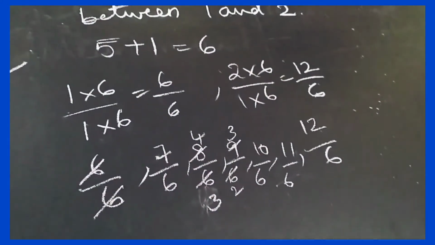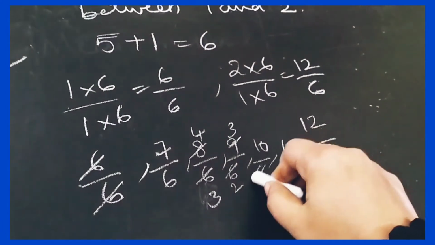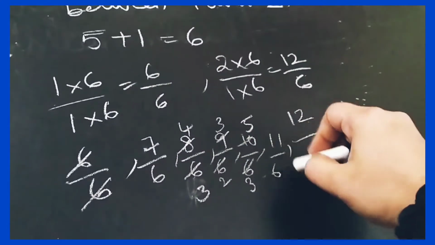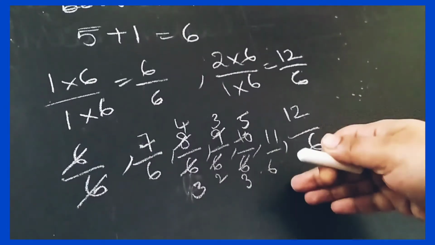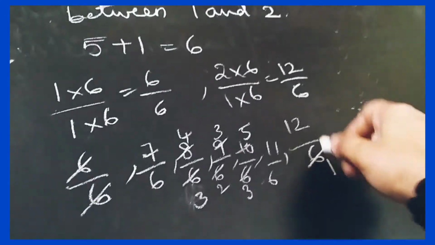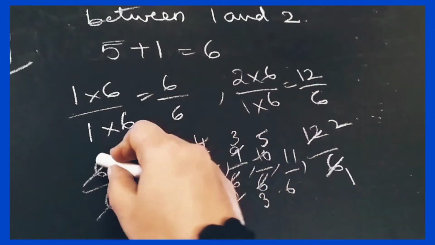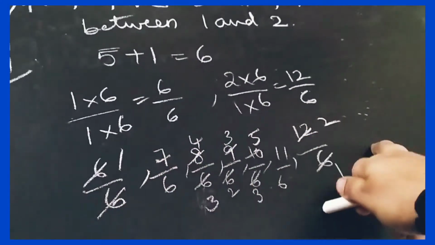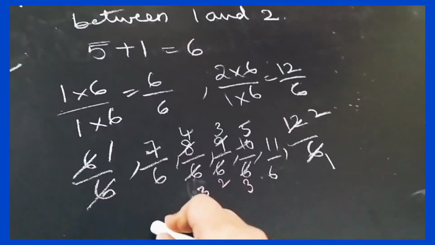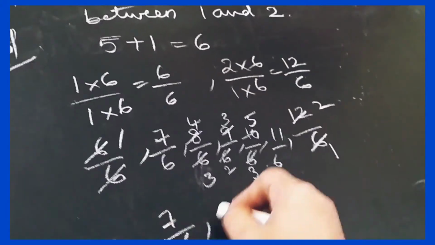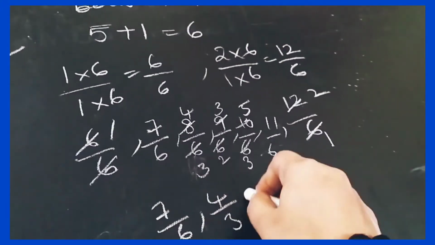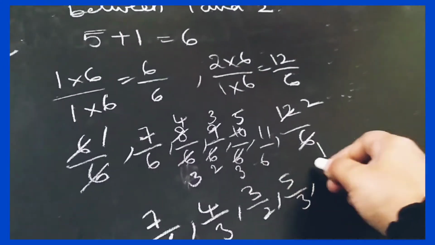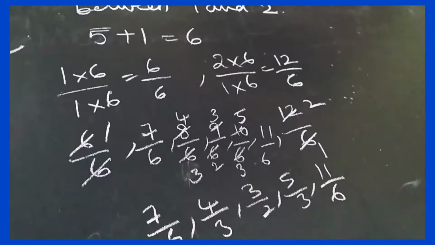We can write it as, again 2 3s are 6, 2 5s are 10, we can write as 5 by 3. Okay, 11 by 6, we'll keep like this only. Here 6 1s are 6, 6 2s are 12. So here 1 is there, here 2 is there. So between this 1 and 2, these are the rational numbers: 7 by 6, 4 by 3, 3 by 2, 5 by 3, 11 by 6.